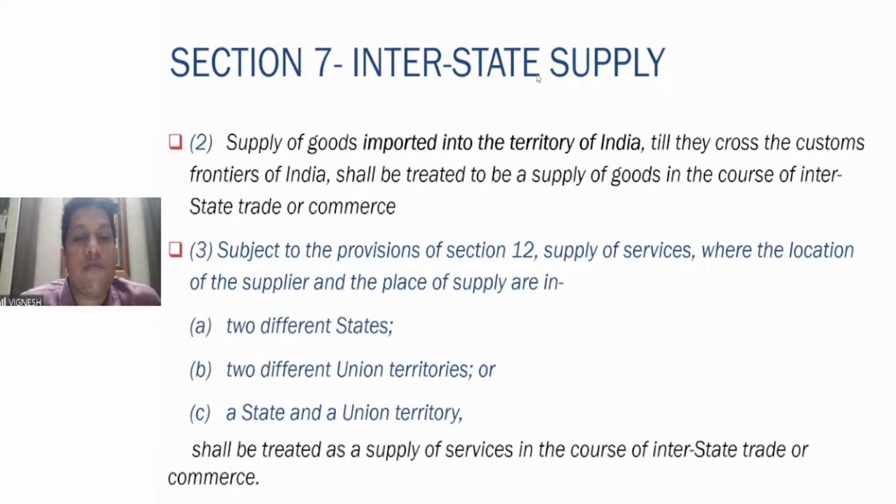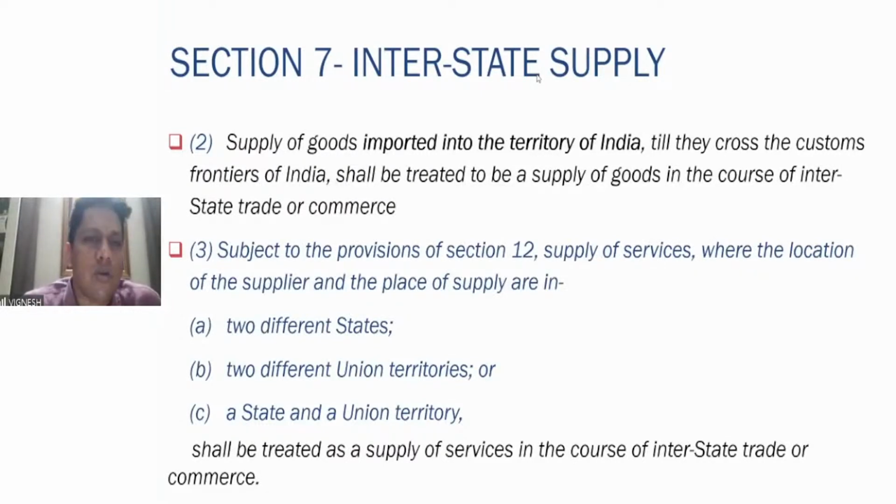Then, subject to the provisions of section 12, very simple, 7 subsection 1 and 7 subsection 2 speak about the interstate supply of goods. Similarly, 7 subsection 3 speaks about services. That is the difference between the previous two subsections and this provision. It is pretty much the same, but 7 subsection 3 refers to services. So subject to provisions of section 12. Why is this subject-to provision there? Because section 12 gives a clear understanding of the place of supply of services in different cases. So obviously subject to those provisions.